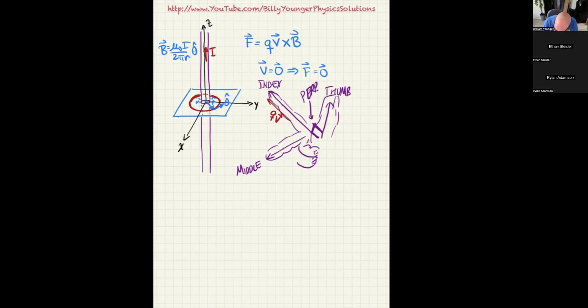In this case, this finger is supposed to point in the direction of B, going that way. And then F is perpendicular to both vectors. And F is also perpendicular to B. So that's how that right hand rule works.